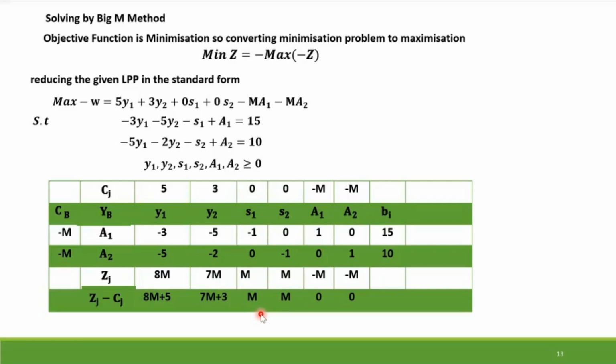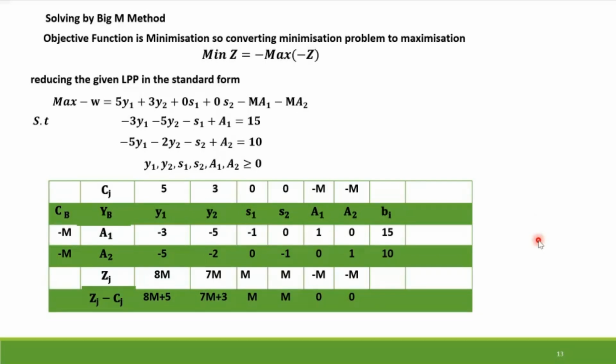Because Uttara, we have to convert minimization problem to maximization problem. Okay, so we had minimize z equal to -5y1 and -3y2. So I'm converting this to maximization. So maximize minus w equal to maximization of, यहाँ पे w आ जाएगा. Minimize w will become minus maximization of minus w. Okay, yeah.